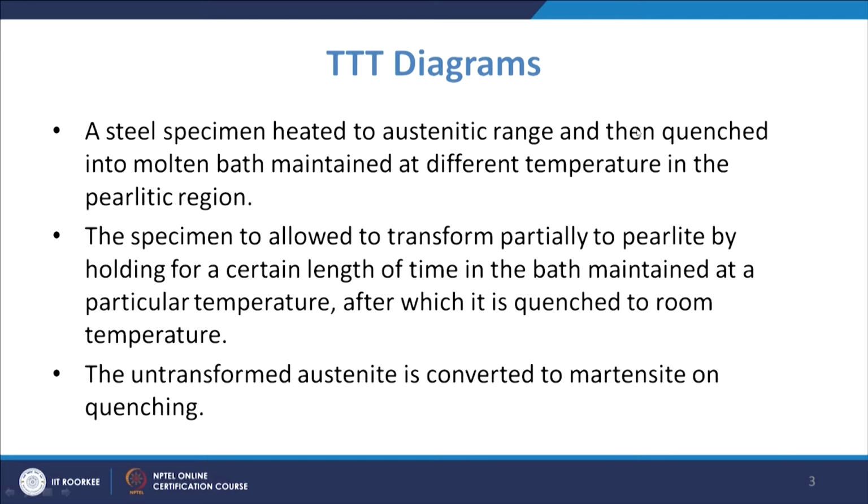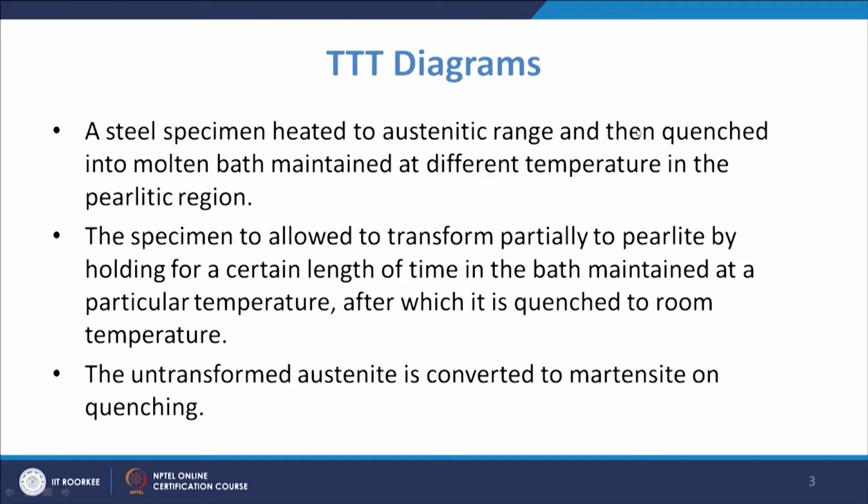So, what you do is put the specimen in the molten bath maintained at some temperature below the lower critical temperature, then keep it for some time, expecting that there will be transformation to pearlite, and then you quench it to room temperature. That way you will have austenite which is untransformed. Suppose there will be some transformation of austenite to pearlite after a certain time, but since you are not holding for infinite time, after some time you quench it into a bath maintained at room temperature.